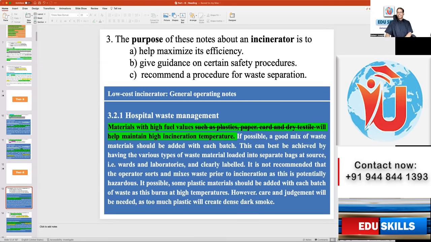Now, the thing is, does it speak anything about waste separation? For example, if you don't understand the topic sentence or the gist, you have to ask yourself, does this recommend any procedure for waste separation? Does it say you have to keep separate containers for plastic, separate containers for dry textile, and another container for paper? Does it speak about a waste separation procedure? No. Yes. No.